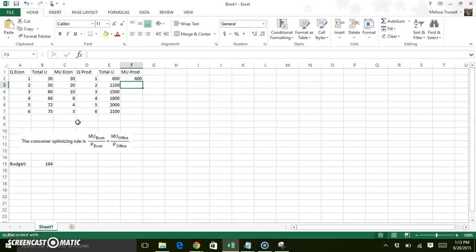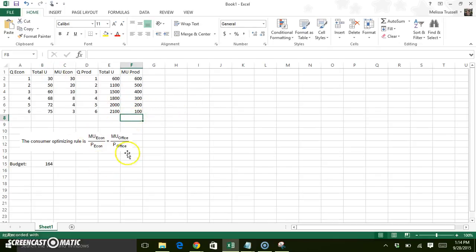And then for the second one, we'll do the subtraction here. We have a total of 1,100. We had only 600 for the first one, so that means the second one gave us 500. The third one gives us 400. The fourth one gives us 300. The fifth one gives us 200. And the sixth one gives us 100. So now we've got our marginal utilities filled in for both products.